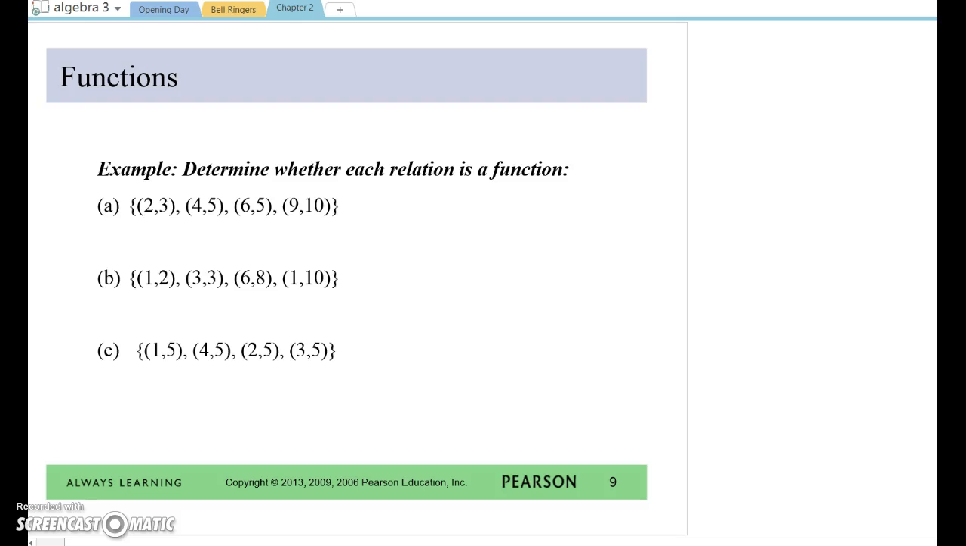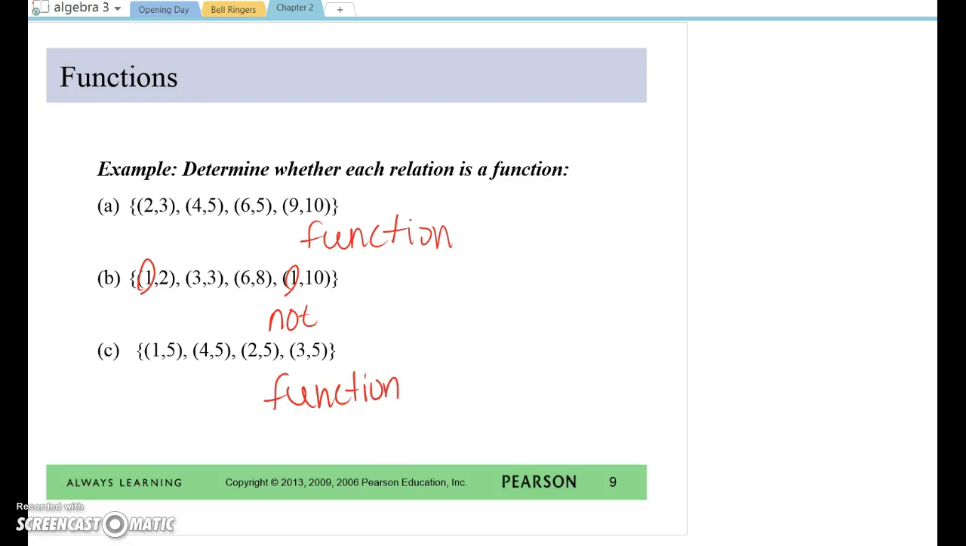All right, for this example, you're going to pause, do these 3 examples, and come back when you are ready for the answers. All right, so number 1: 2, 4, 6, 9, so it is a function. Part B: 1, 3, 6, 1, this one's not a function because of number 1. Part C: 1, 4, 2, 3 is a function. All right, moving on.